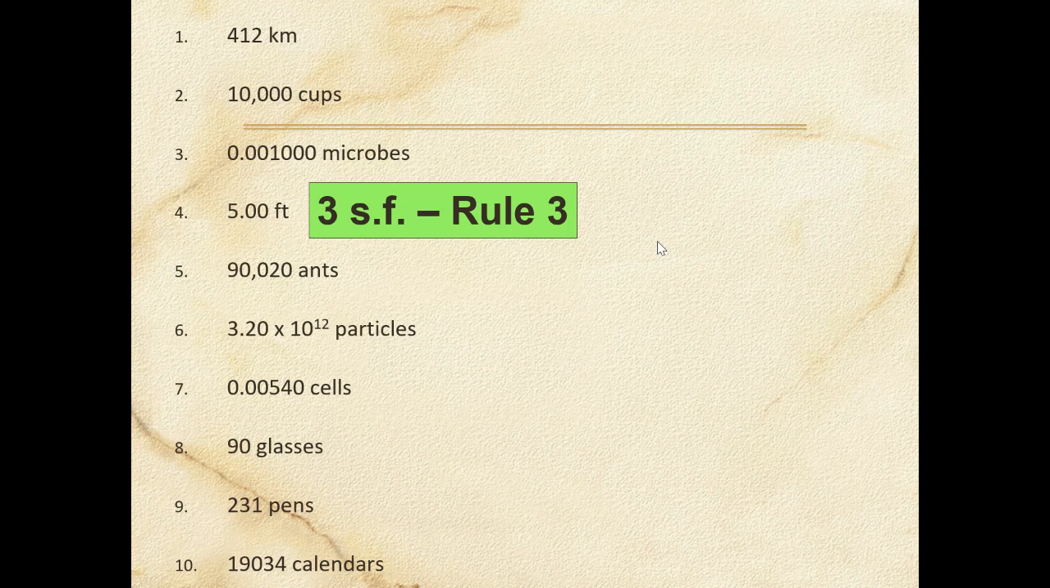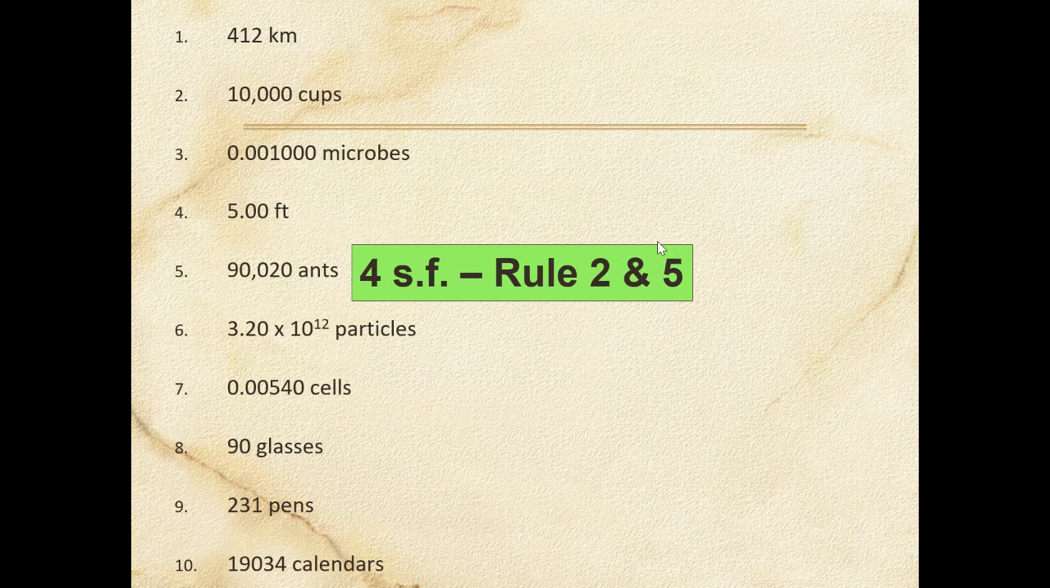5.00, again, 3 sig figs based on rule 3. We have 4 sig figs in this one based on rule 2 and rule 5. Rule 2 is that the 9 is significant. The 2 zeros after the 9 are also significant based on rule 2, because they are sandwiched between 2 sig figs. The other sig fig is the number 2. And then the 0 at the end is considered a placeholder, so it does not count. That makes it only 4.